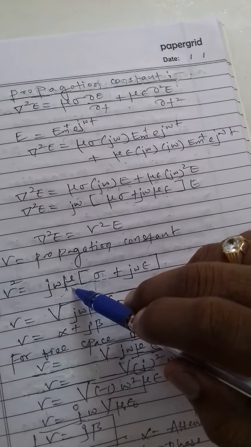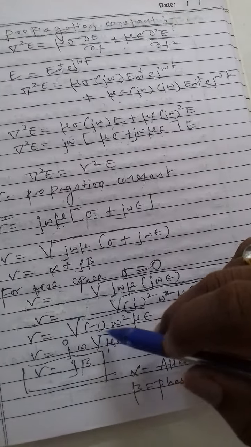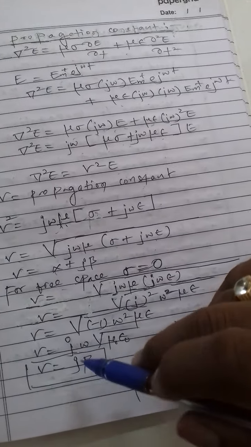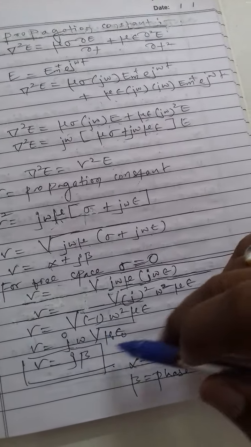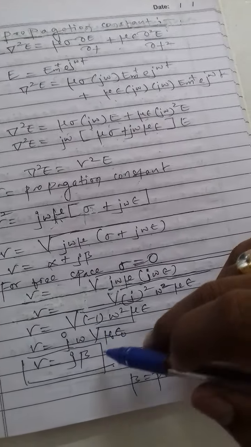For free space, sigma is equal to 0. Gamma is equal to square root of j omega mu into bracket of j omega epsilon, which is square root of j square omega square mu epsilon, which is square root of minus 1 omega square mu epsilon. So gamma is equal to j omega square root of mu naught epsilon naught, because gamma is equal to j beta.